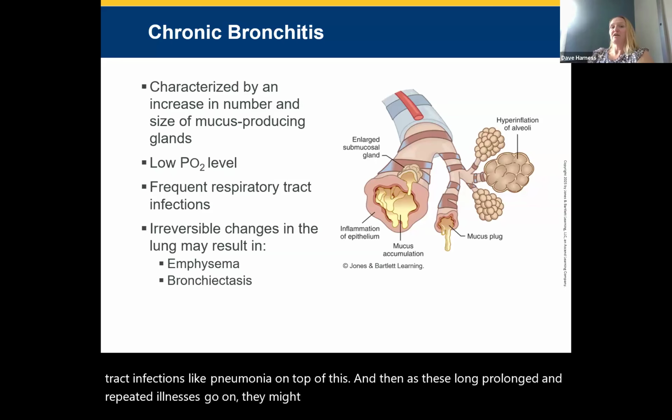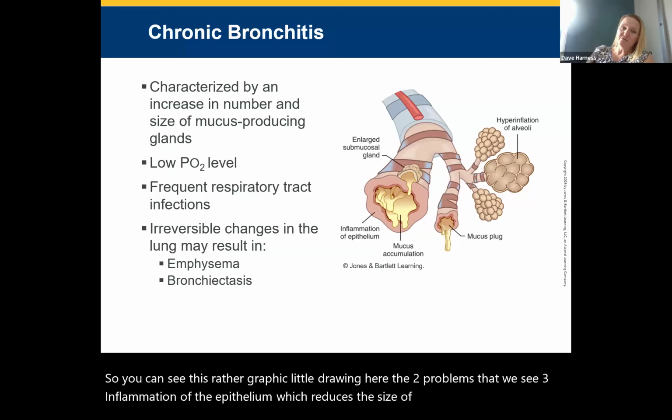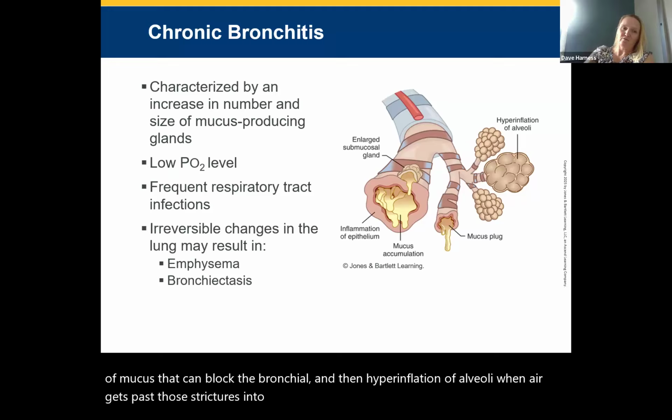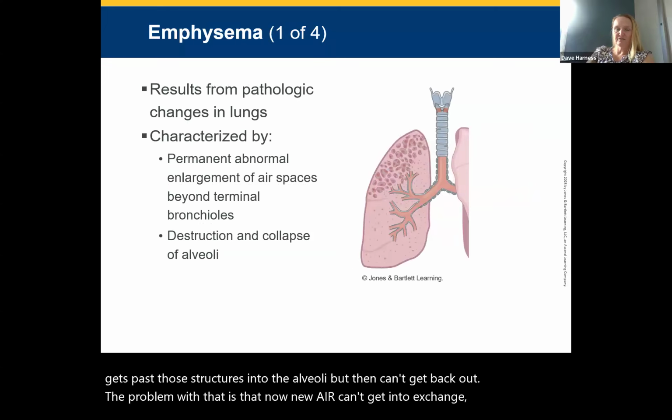So you can see this rather graphic little drawing here. The three problems that we see: inflammation of the epithelium, which reduces the size of the bronchiole; accumulation of mucus that can block the bronchiole; and then hyperinflation of alveoli when air gets past those strictures into the alveoli, but then can't get back out. The problem with that is that now new air can't get in to exchange, so that air no longer has oxygen.